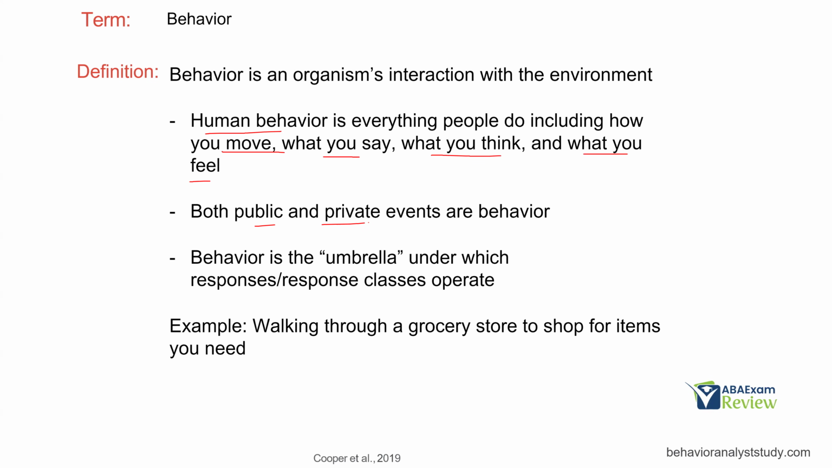You're going to start to see how the task list builds. We talked about radical behaviorism before, and now this is when it comes into play. Radical behaviorism says public and private events are behavior, and we treat both public and private events as such. So human behavior is what you do, what you say, how you move, what you think, and what you feel.